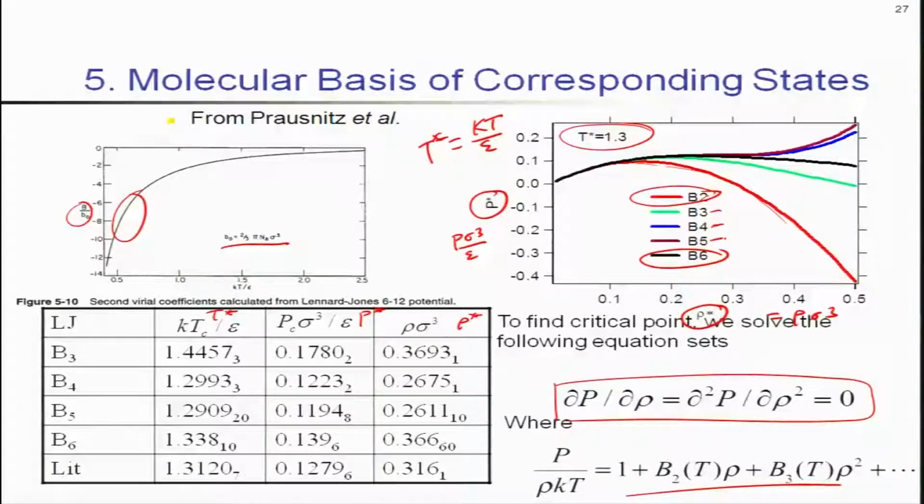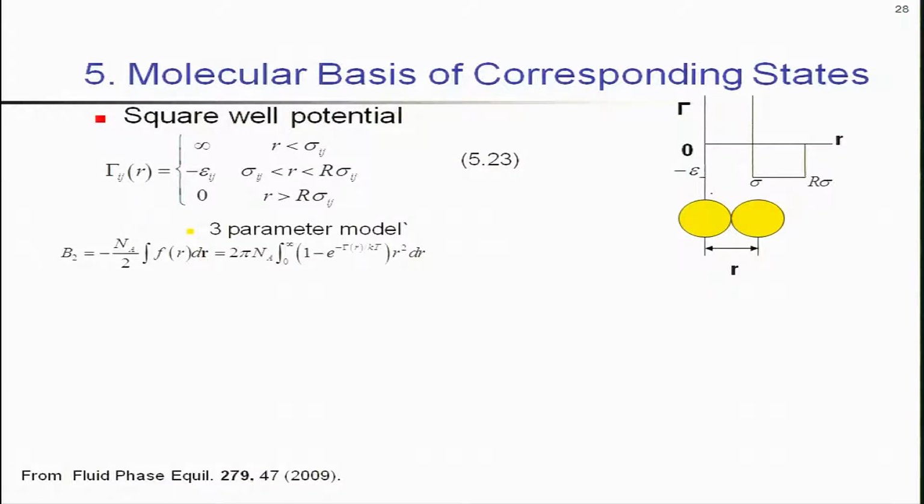The literature value, which is very precise, tells you that the critical temperature Tc star is 1.31, the critical pressure is 0.1279, and the density is 0.3. We can see that Tc gets overpredicted. When you include B5, it's underpredicted, but very close. So up till B5 is fine, but when you include B3, it absolutely overpredicts that. So there is a lot of sensitivity, and of course, for B2 there is no way you can obtain the critical point. Now, we can extend this understanding to other potential models, but I won't go into details of that.